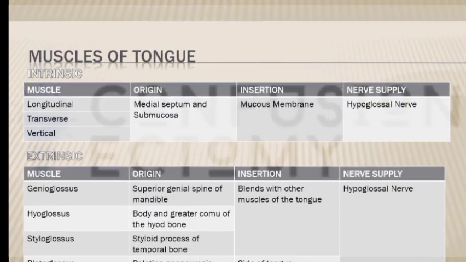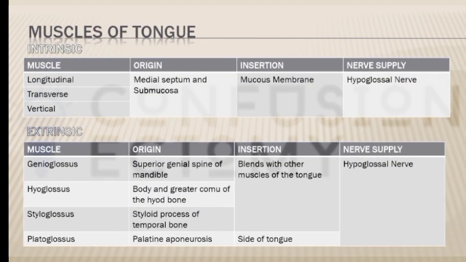Now we'll see the muscles of the tongue. There are two types of muscles in our tongue: intrinsic muscles and extrinsic muscles. Intrinsic muscles are those muscles which do not go out of the mouth, and extrinsic muscles are the muscles that go out of the mouth. In the intrinsic muscles there are longitudinal, transverse, and vertical muscles. These muscles are present in a longitudinal, a transverse, and a vertical manner. I'll explain all these muscles with a diagram in the next slide.